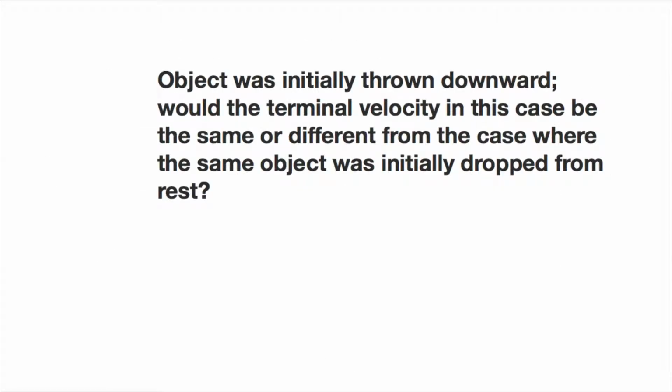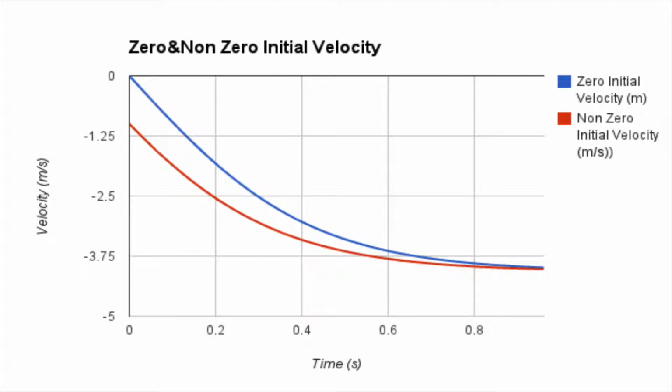Here is a question. Here are graphs of the models with 0 initial velocity and initial velocity equal to -1. The graph with non-zero initial velocity reaches a constant value faster. This is explainable. The drag force is proportional to the square of velocity. So the net force becomes constant faster if we have initial speed downward, and we get constant velocity faster.